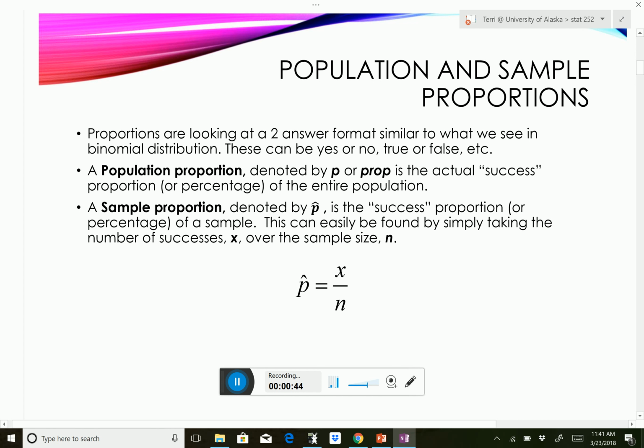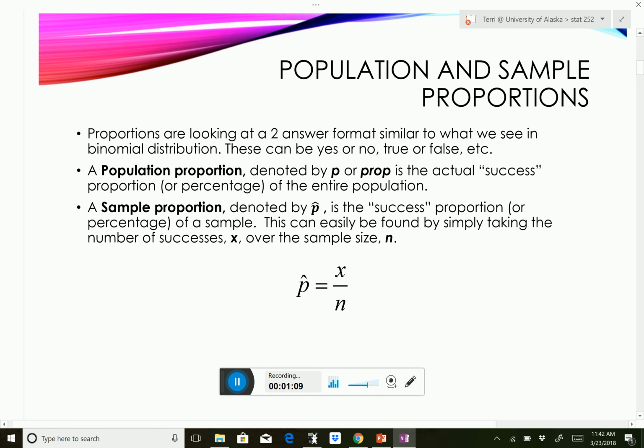So our population proportion, the proportion of yeses or successes or whatever you want to call it, we call P, or we can call it prop. That's our population proportion. Then we have a sample proportion, denoted by P with a hat. I call it P hat. You'll hear me say that all the time. That's the success proportion for our sample.